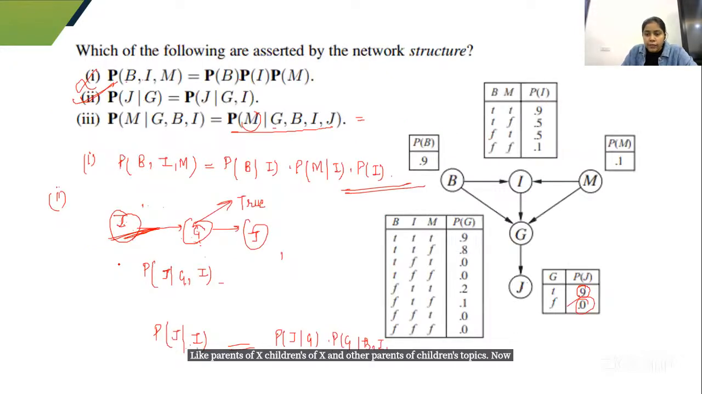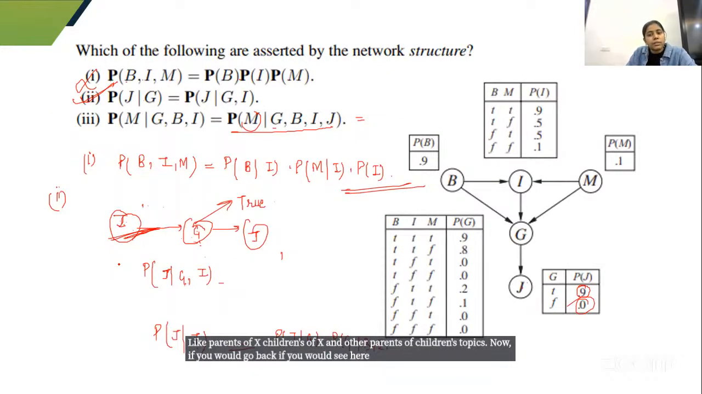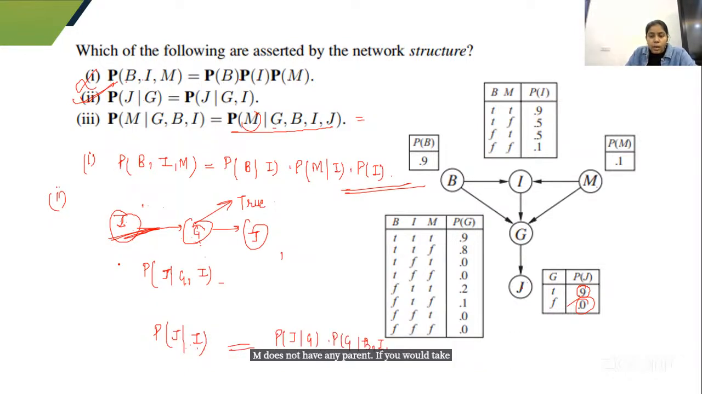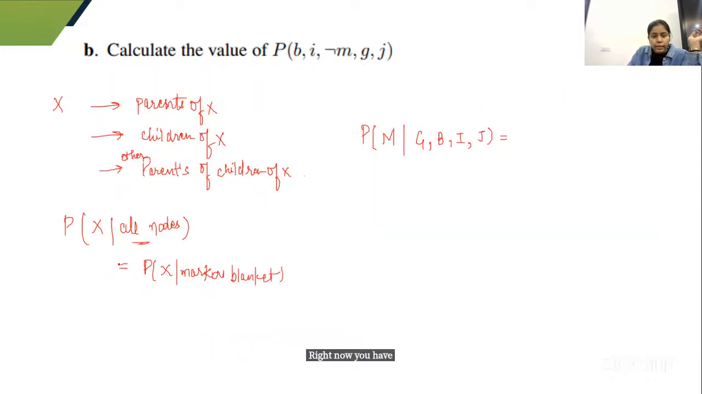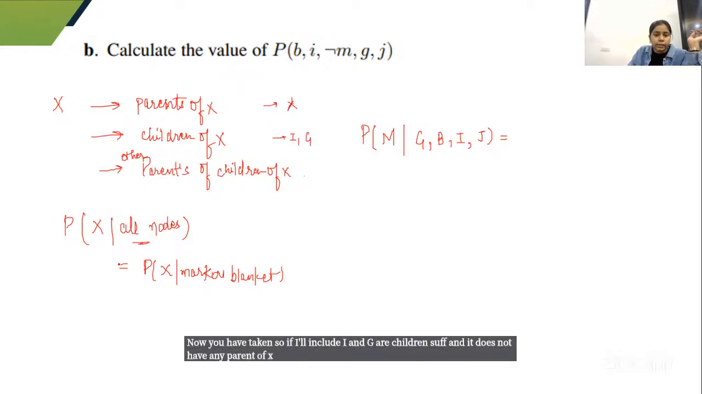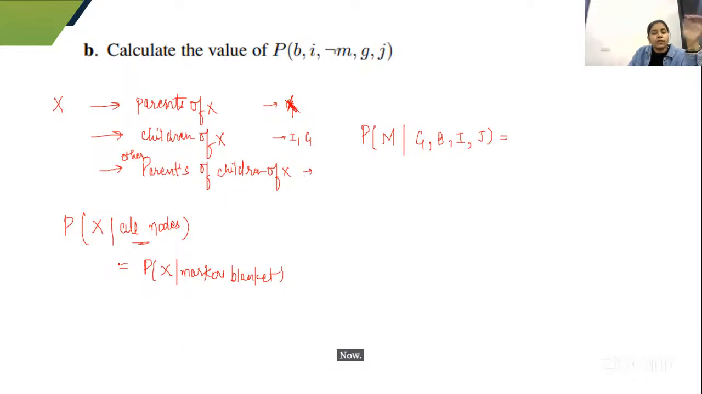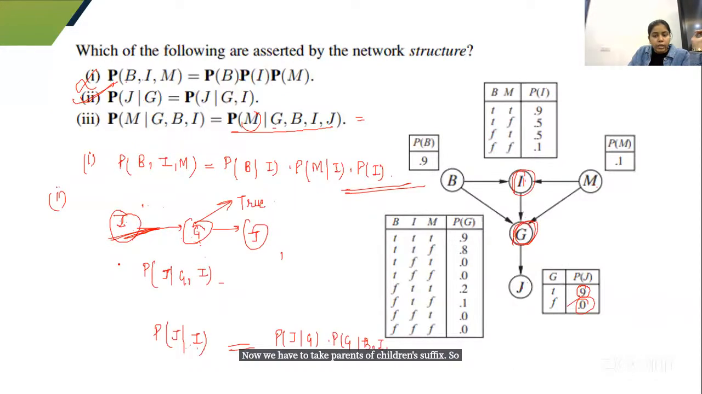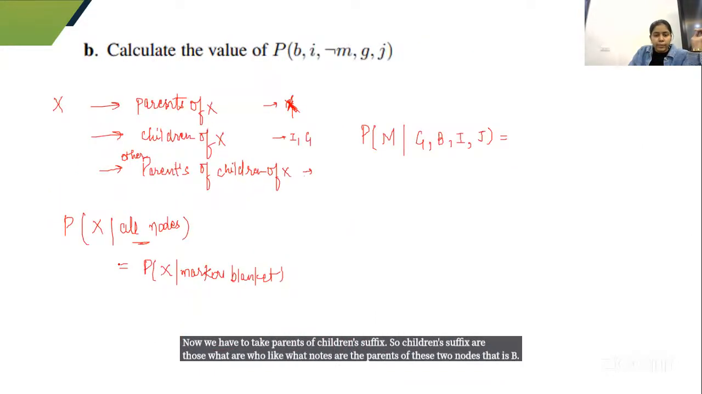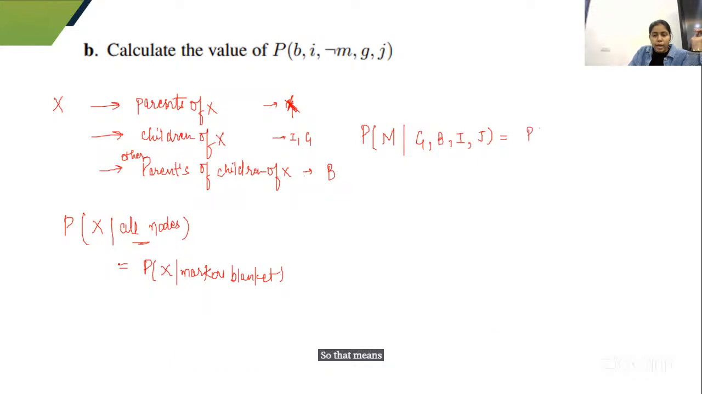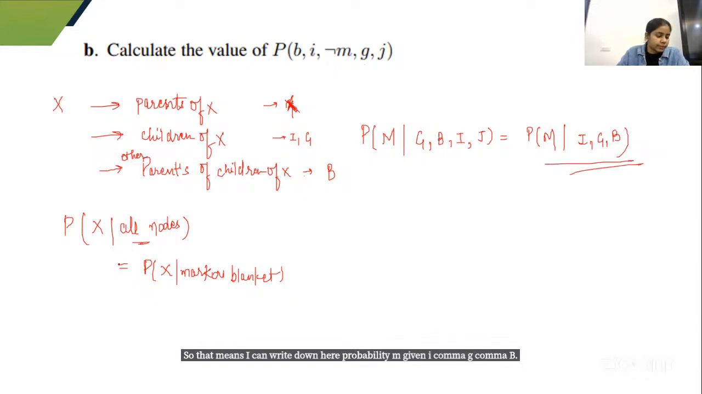Now, if you go back and see here, what are the parents of M? M does not have any parent, right? If you take the children of M, I and G are the children of M. Now we have to take the parents of the children: what nodes are the parents of these two nodes? That is B. So I'll take this B. That means I can write the probability of M given I, comma, G, comma, B.